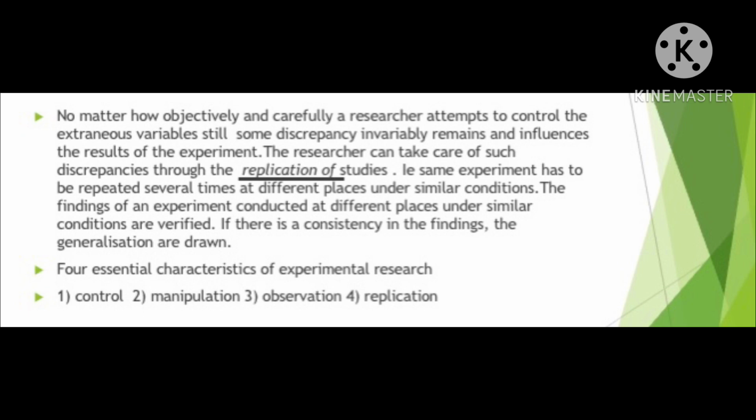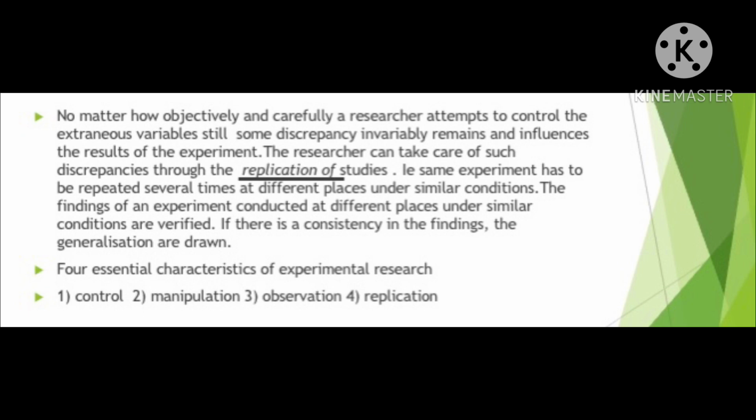All these variables also cause an effect on achievement. So all other variables also have an effect on the dependent variable. But in this particular experiment, we have to find out only the effect of discussion method. No matter how objectively and carefully a researcher attempts to control the extraneous variable, still some discrepancy invariably remains and influences the result of the experiment.